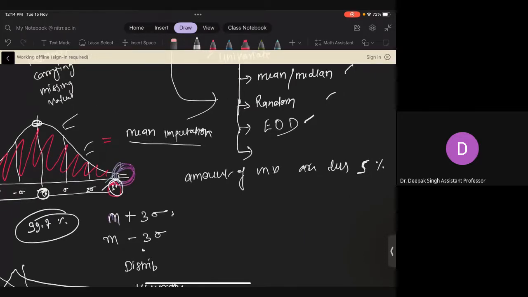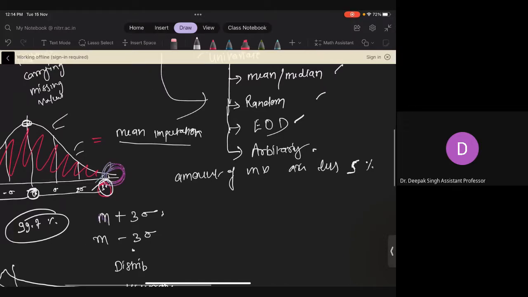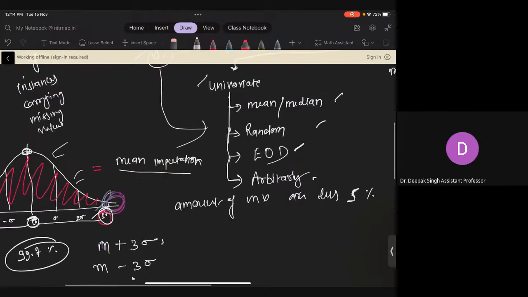There can also be arbitrary. Check the spelling. Arbitrary. This arbitrary is, look, we have discussed mean, median, and random as well. Random is something where the value will not be from the sample. That value will not be in that column. What will arbitrary be? Arbitrary is like random only, but this time the value would be in the sample.